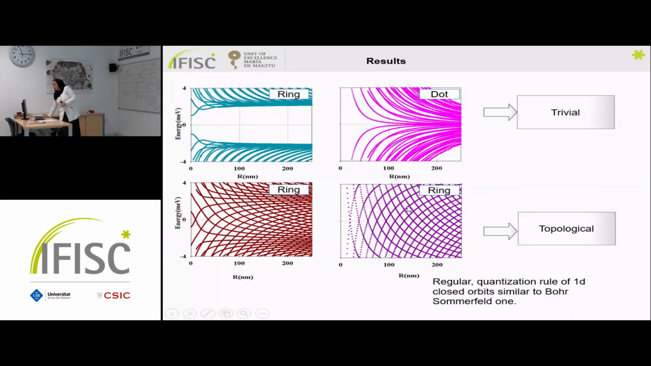But for the topological ring with zero width, we found regular branches, and then the quantization is that we can explain by quantization of a 1D closed orbits, similar to the Bohr-Sommerfeld one.